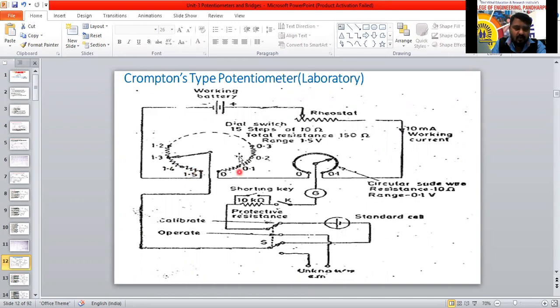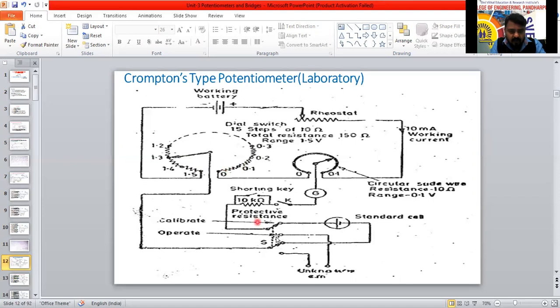So total resistance is how much? 10 into 15, 150. So total resistance of this dial step switch is 150 ohm. The range of voltage is 0, 0.1, 0.2, 0.3, up to 1.5 volt we are using here. Here we can tell that this is the standardization. The standard value we have used here.